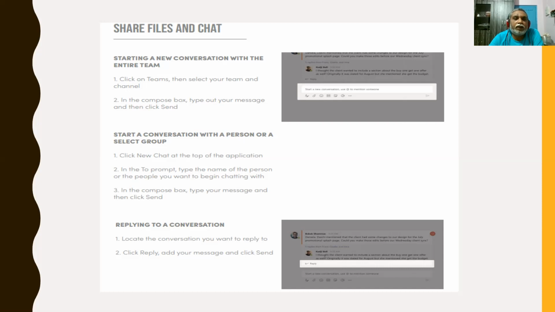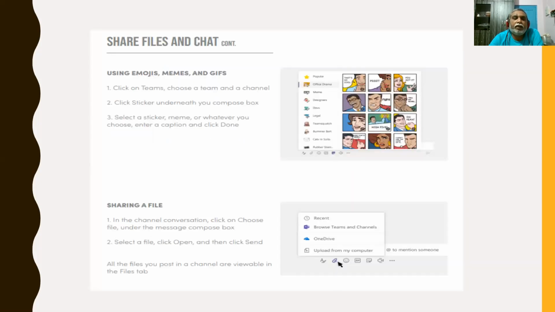Click on the chat button in the application. In the prompt, type the person or people you want to begin chatting with. In the compose box, type your message and click send. Replying to the conversation: if you write in that chat what you want, the second person will reply to your message using the reply icon, just like email.